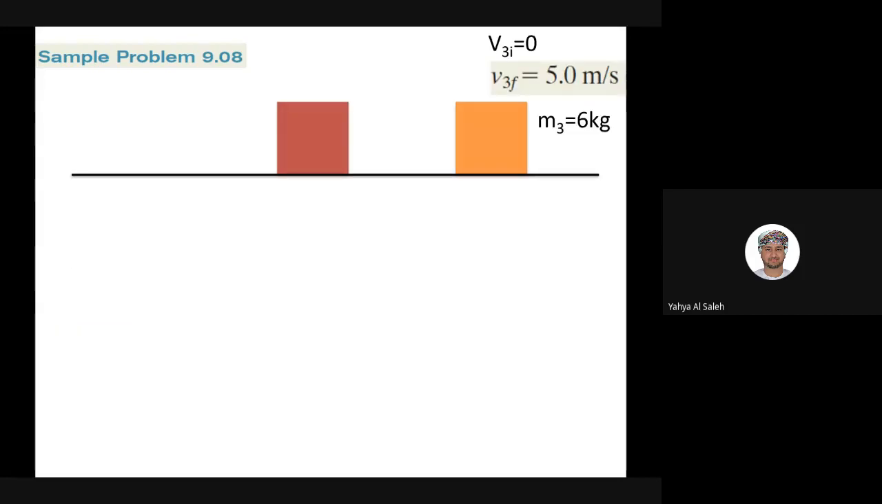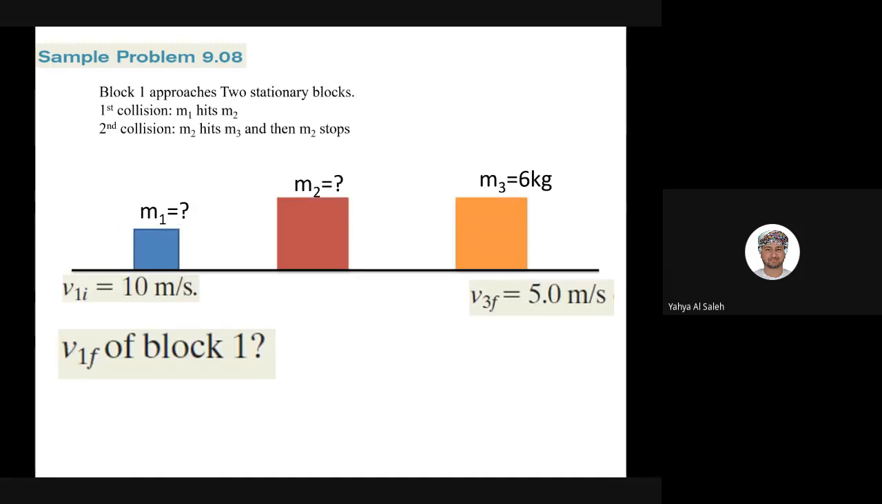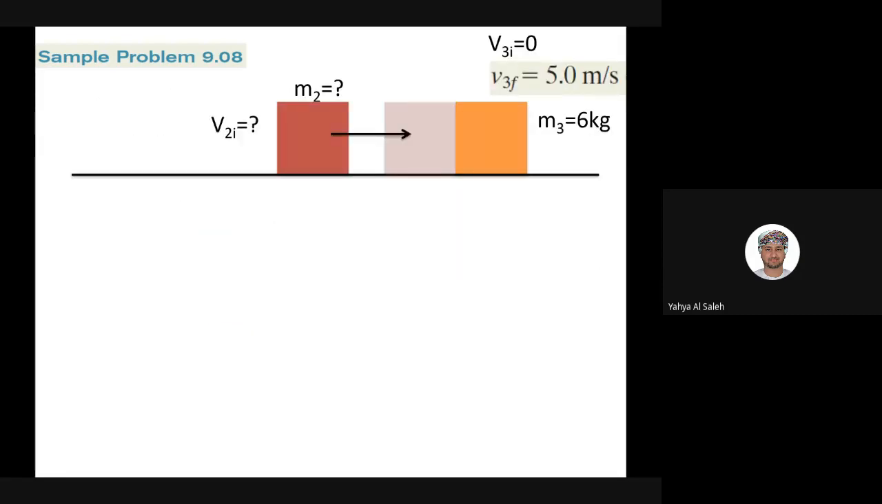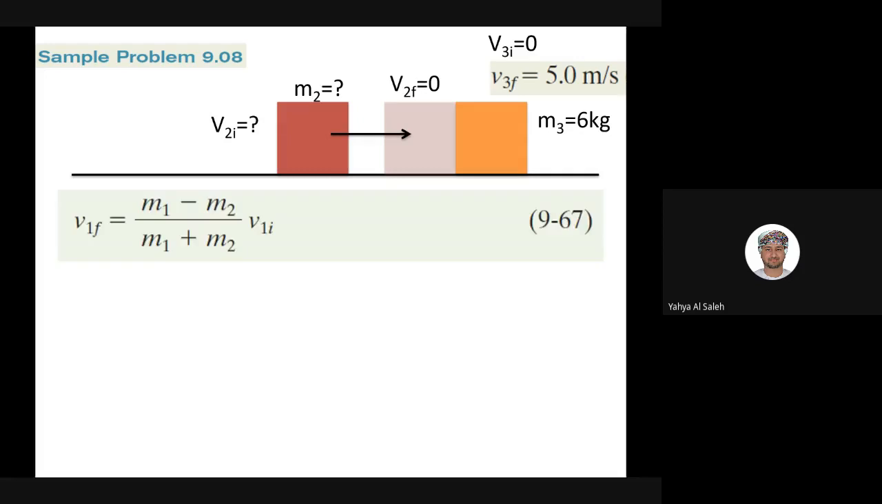So we do it in parts. First, I will actually ignore M1. I will go to 2 and 3 first, and then I'll come back. I know V2I, I don't know, but I know V2F is 0 because it stops. I know V3I is 0 and V3F is 5. And I know its mass.